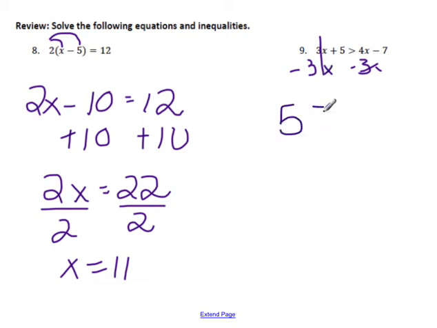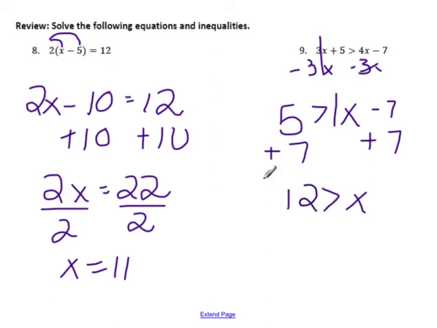So I have 5, and then 4x minus 3x is x, and then minus 7. Now remember that x is the same as 1x. So now what I need to do to solve for x is add 7 to both sides. So I get x, and then 5 plus 7 is going to be 12. So I get that x is less than 12, and that's your final answer for number 9.